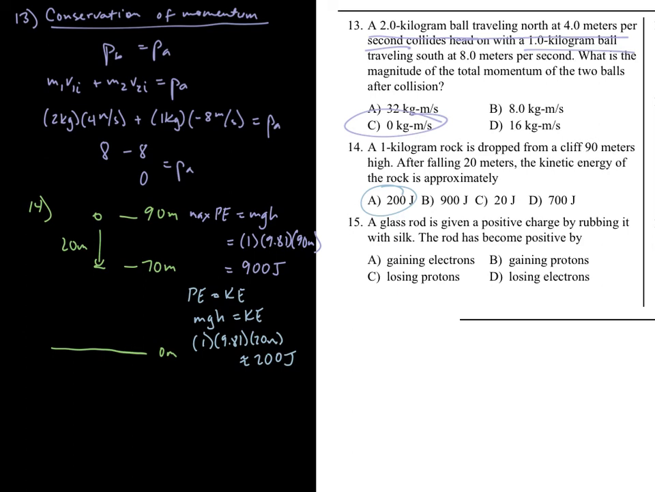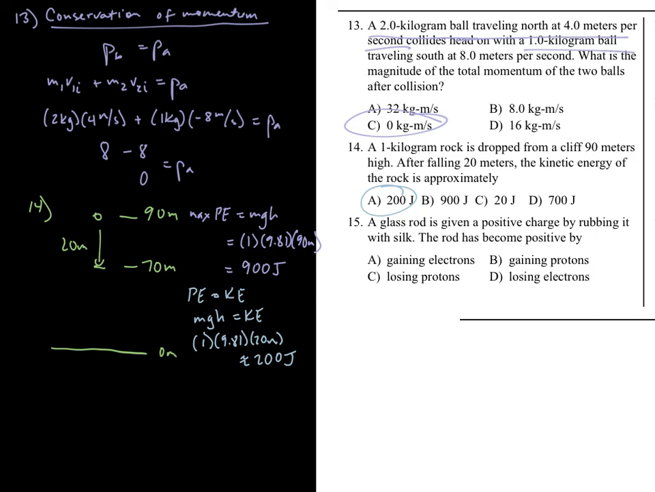Another way you could solve this is by figuring out the potential energy at 70 meters and taking the difference between them. So you would get about 700 joules at the 70 meter mark. Take the difference to see how much energy is left into kinetic energy, and you get about 200 joules.